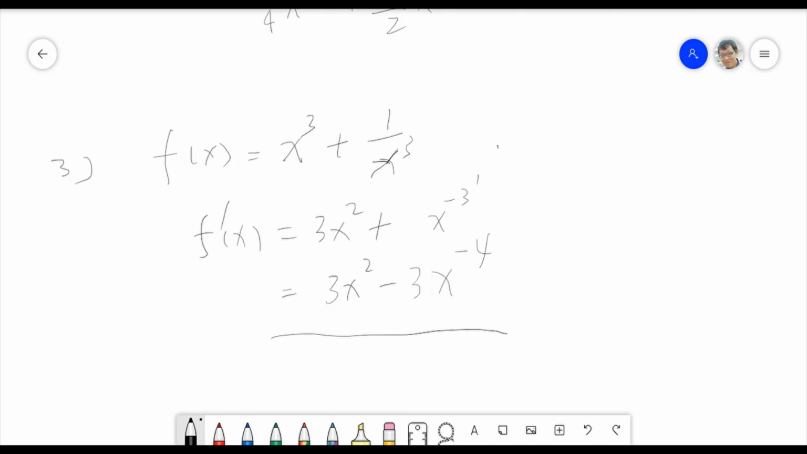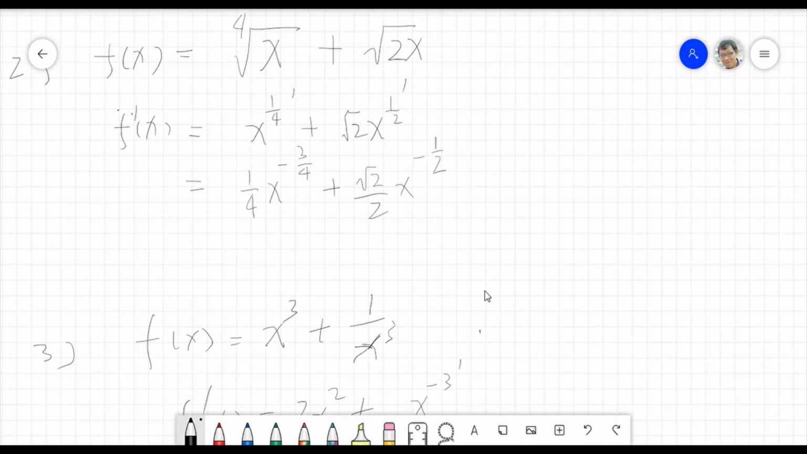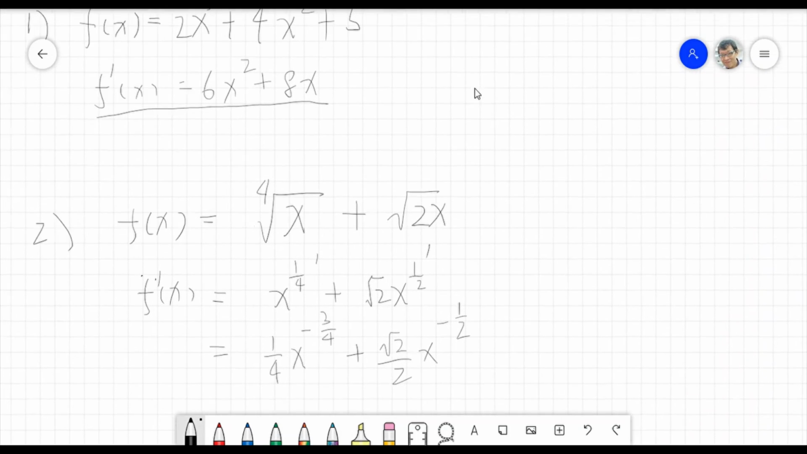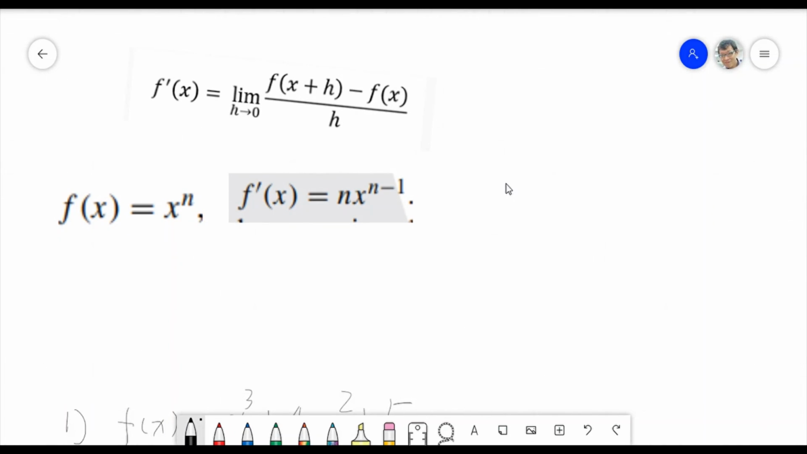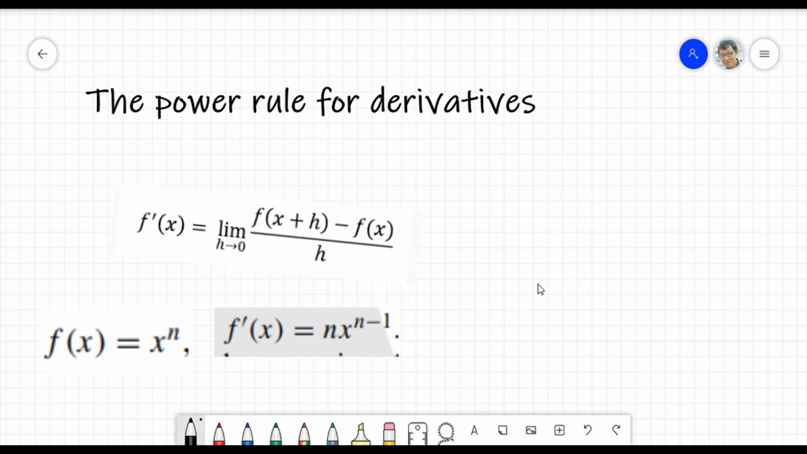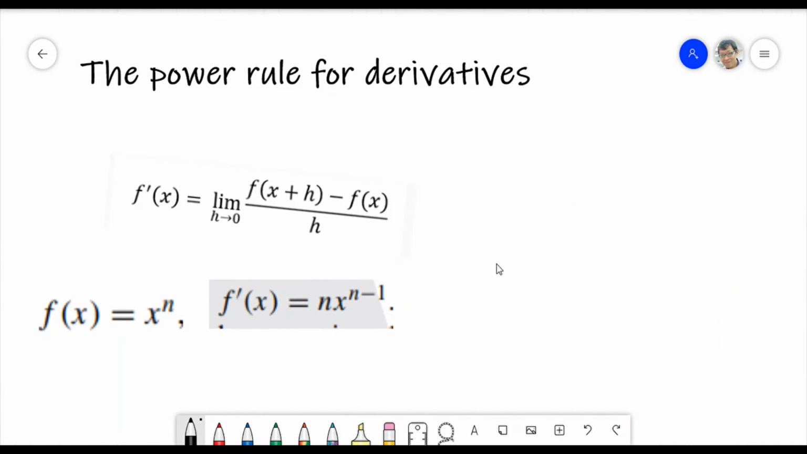This is the answer. So today we have a very short and quick session discussing the power rule of the derivative. Please remember this and do some exercises if needed. And let me know if you encounter any kind of question about the power rule of a derivative.